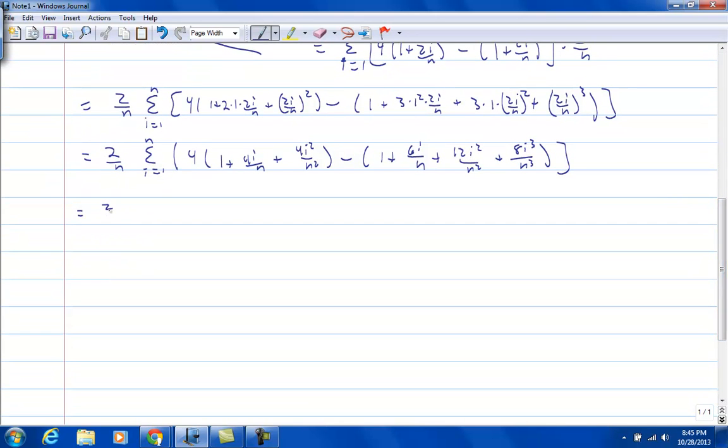So it's 2 over n times the sum, i goes from 1 to n, of, distribute the 4 through, 4 plus 16i over n plus 16i squared over n squared minus, I'm going to distribute this negative through, 1 minus 6i over n minus 12i squared over n squared minus 8i cubed over n cubed. And put a parenthesis there instead of a bracket.